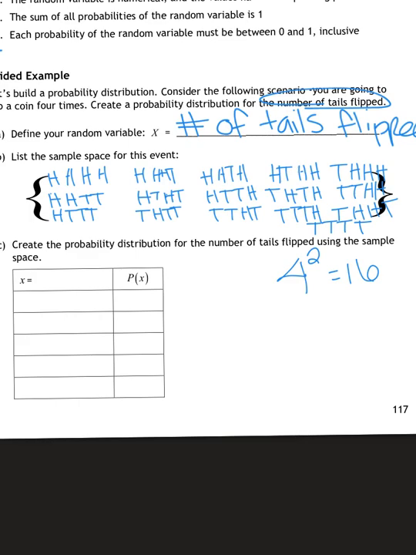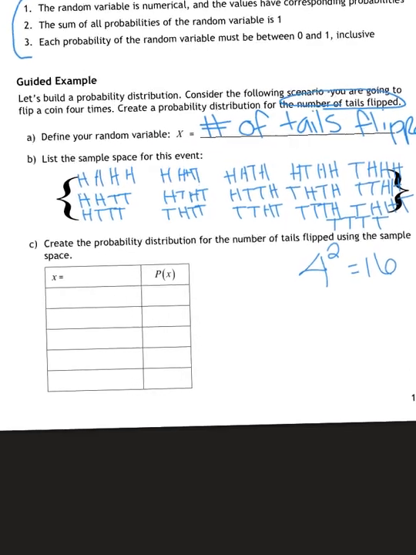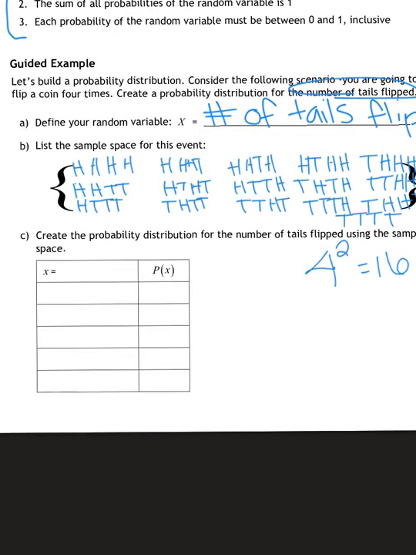Now I can look at creating the probability distribution for this using the sample space. So I'm going to make this where we can fill in this table. So we have, of course, that x is the number of tails. I'm going to just write it as t. And then we're going to have our probability. So how many times do we get no tails? Well, that only happens 1 out of the 16 times. How many times do we get 1 tail? So then you're going to need to go up here and count.